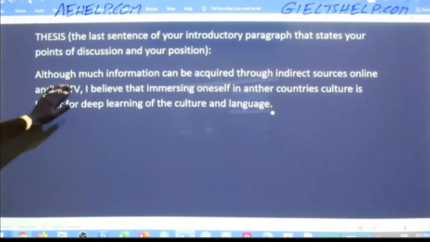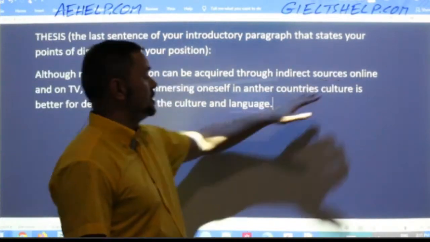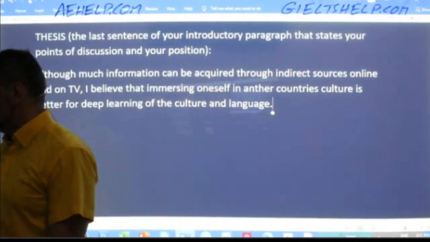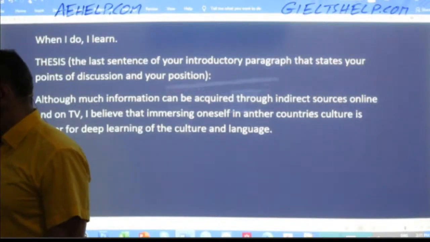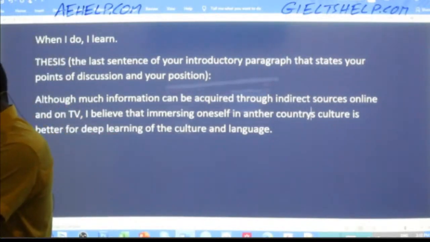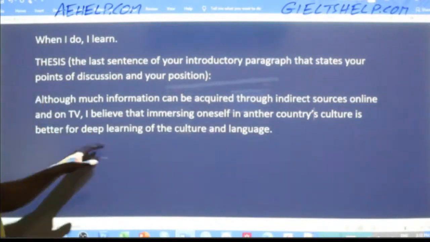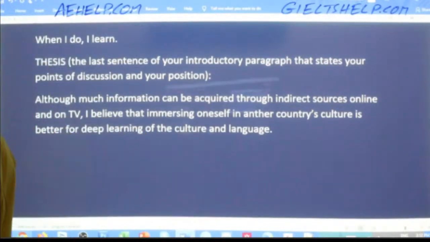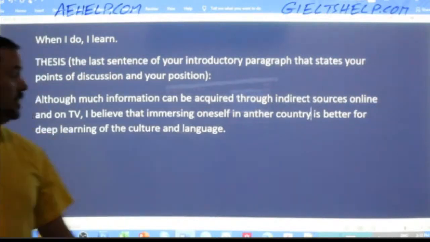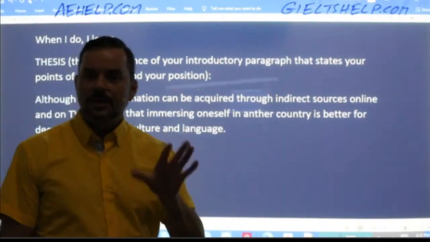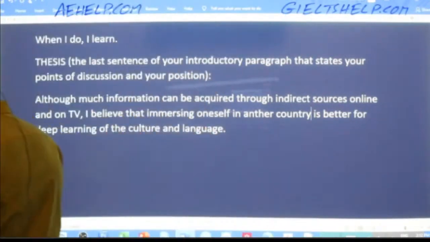Okay. I kept it a little bit simpler: "Although much information can be acquired through indirect sources online and on TV, I believe that immersing oneself in another country's culture is better for deep learning of the culture and language." Let's do a little fix there, let's show possessive there, in another country's culture. All right, and I have a bit of repetition there, so I'm going to take that out. There, even simpler. So, I believe that immersing oneself in another country is better for deep learning of the culture and language. All right, so I'm going to keep mine simple like that. Okay? All right, good. So, let's keep going.